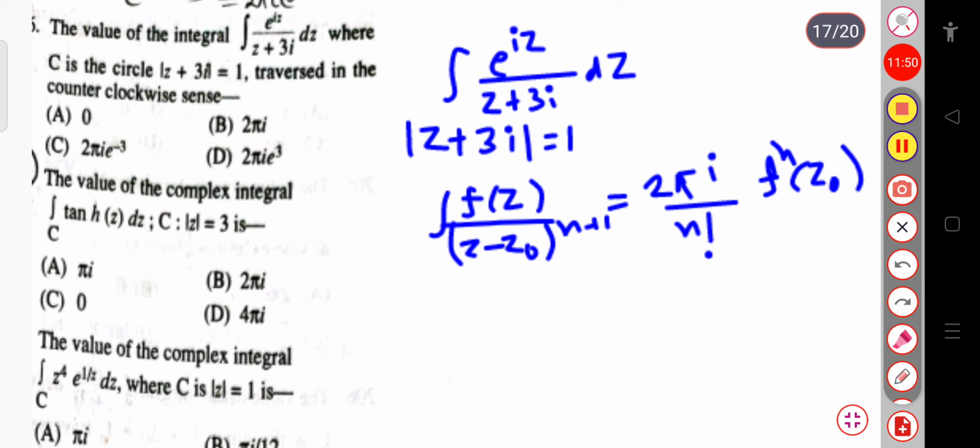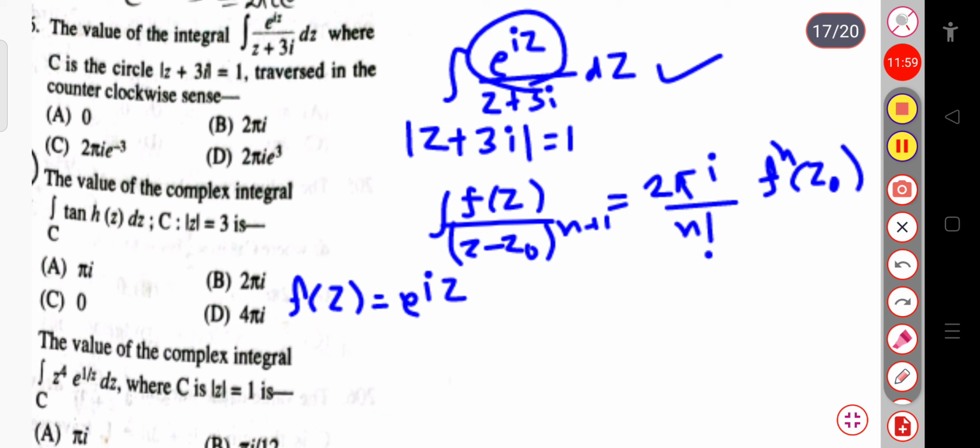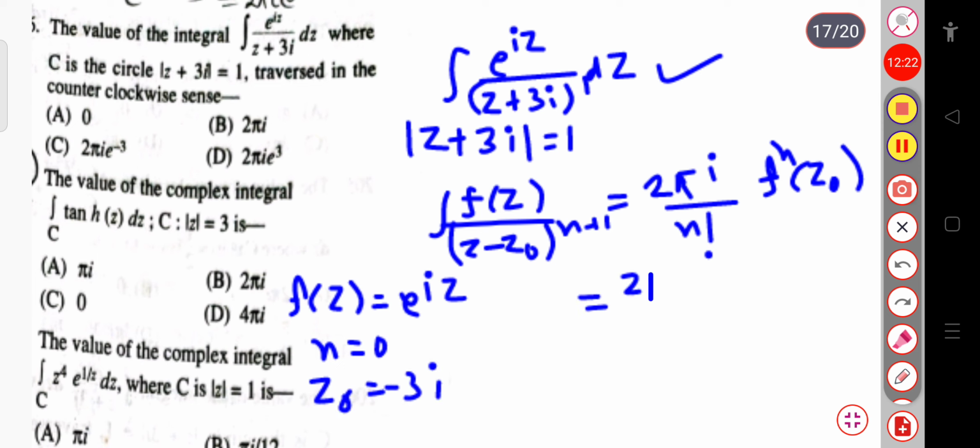Now you can compare it with this integral. Here the function f of z is equal to exponential iz. Now here z minus z naught, so z naught will be minus 3i, to the power 1. So n plus 1 equals 1, which means n equal to 0, and the value of z naught is equal to minus 3i. Now if I calculate, this is equal to 2 pi i divided by 0 factorial, that is 1, and the 0th order derivative is simply exponential iz.